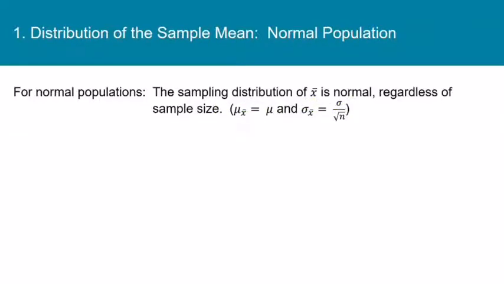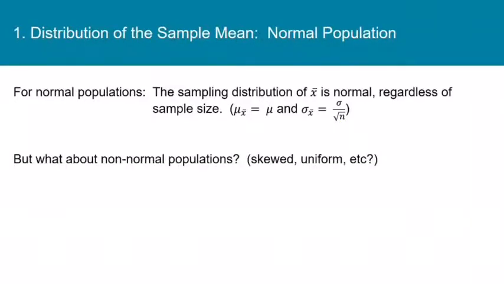Okay, so now we're very familiar with the fact that for normal populations, the sampling distribution of x bar is normal, regardless of sample size. And we know that the mean of the sampling distribution of x bar equals the population mean. And we know that the standard deviation of the sampling distribution of x bar equals the population standard deviation divided by the square root of n, which is sample size. But now we have to ask, what about non-normal populations? What does the sampling distribution of x bar look like for populations that are skewed or uniform?